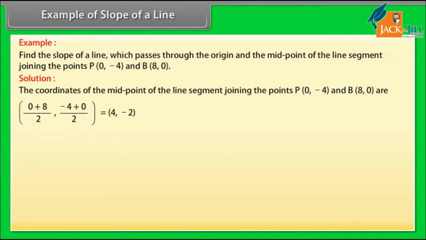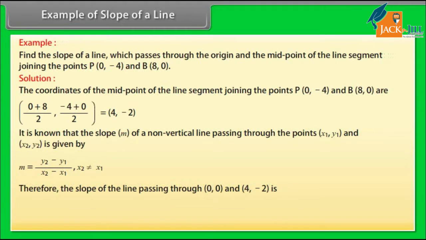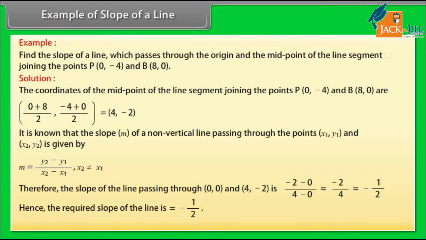(4, −2). It is known that the slope, that is m, of a non-vertical line passing through the points (x1, y1) and (x2, y2) is given by m = (y2 − y1)/(x2 − x1), x2 is not equal to x1. Therefore, the slope of the line passing through (0, 0) and (4, −2) is (−2 − 0)/(4 − 0) = −2/4 = −1/2. Hence, the required slope of the line is −1/2.